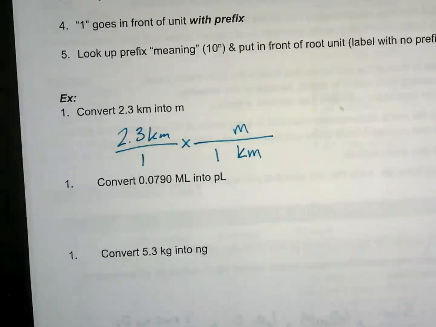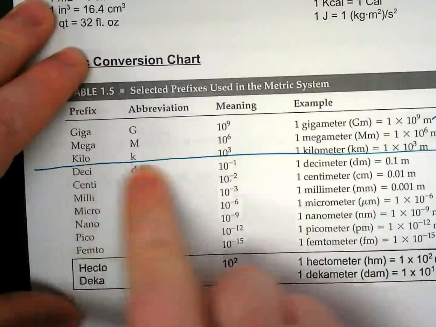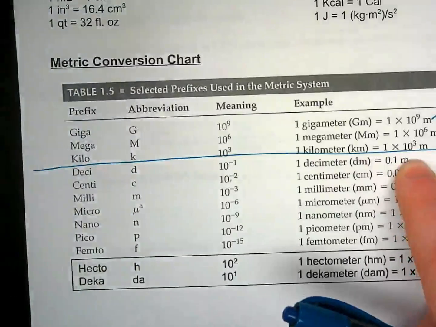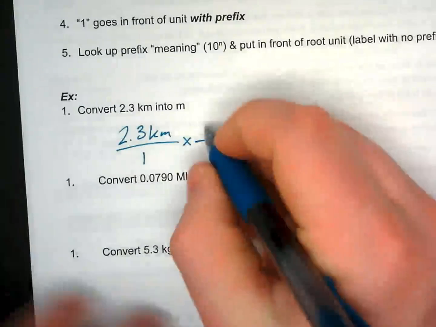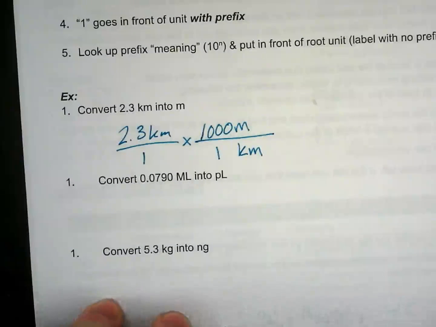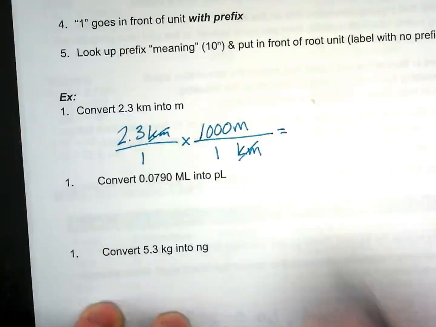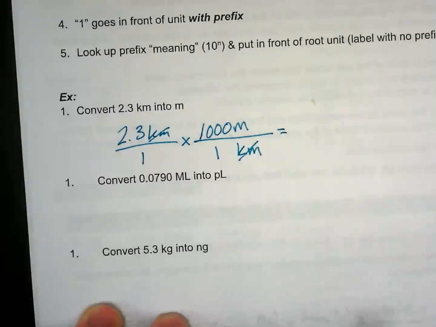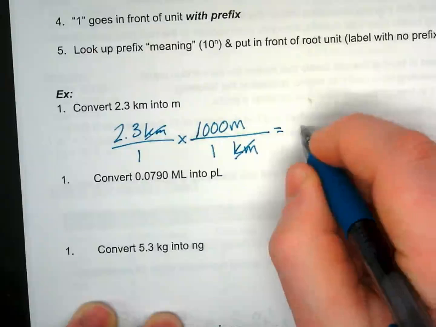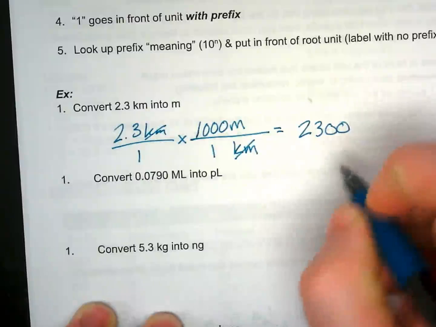I then look at my conversion table here. Kilo looks like in 1 kilometer, there are 1 times 10 to the 3 meters, which is a fancy way of saying that there are 1,000 meters in a kilometer. And that's all we need to convert, which is awesome for us, super easy. So 2.3 times 1,000 should be just 2,300.